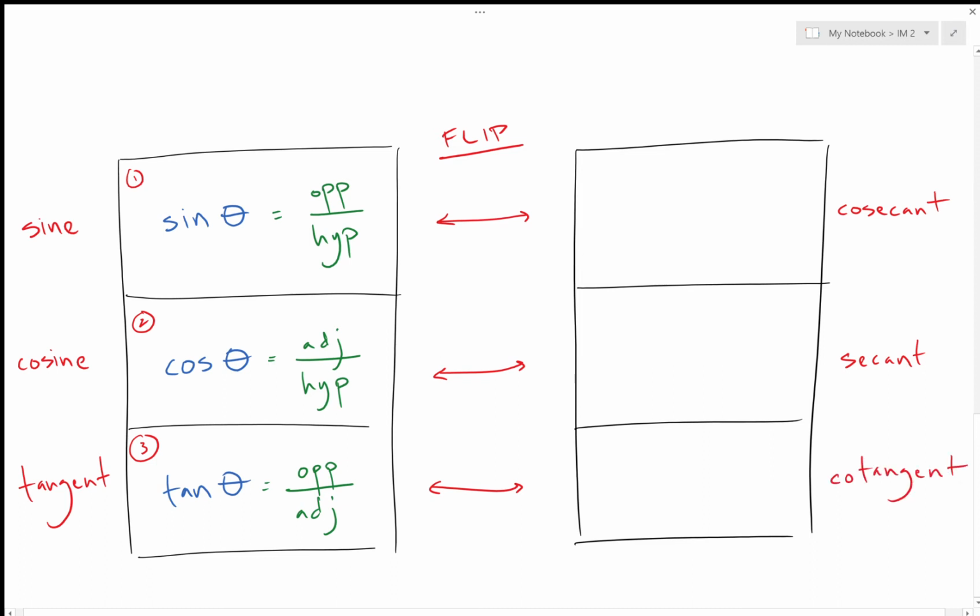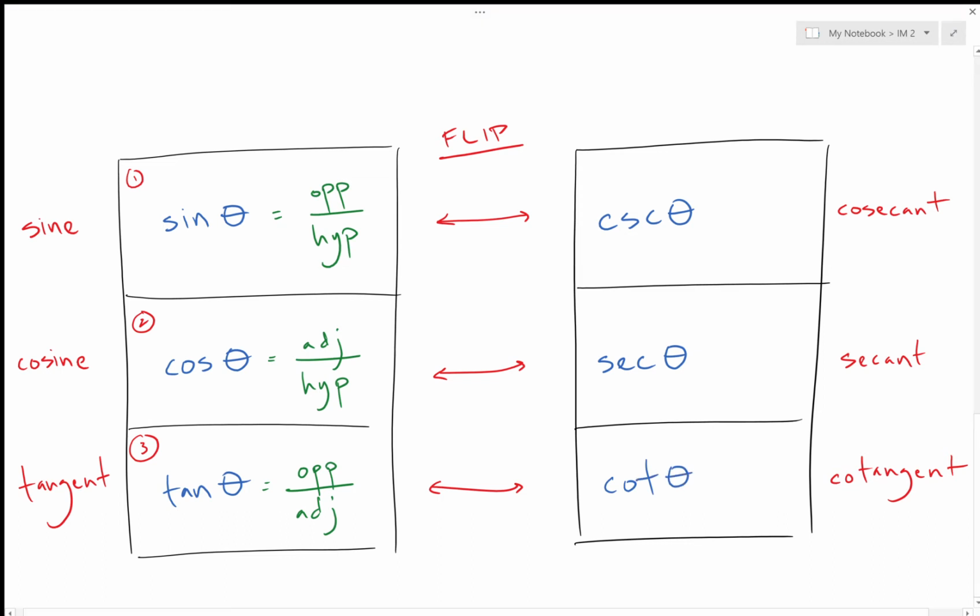So if you remember the first three, the other three are easy to know because you just flip the order of these. So cosecant is written as CSC theta, cosecant. Secant is SEC, and cotangent is COT.